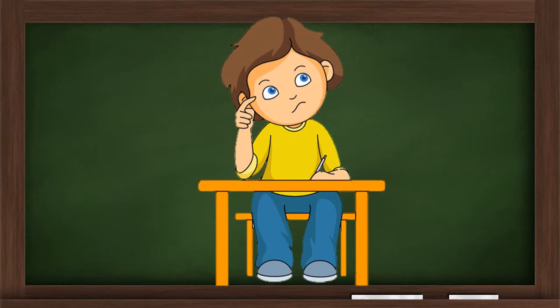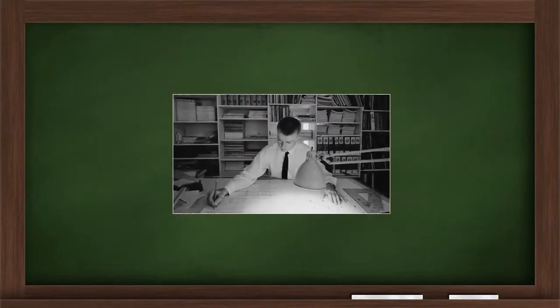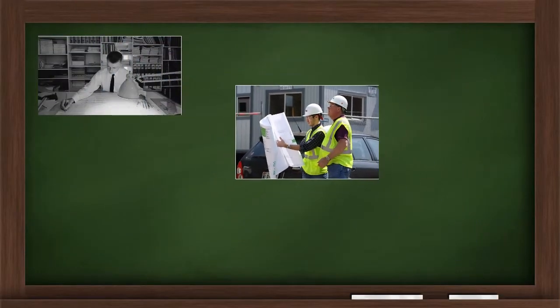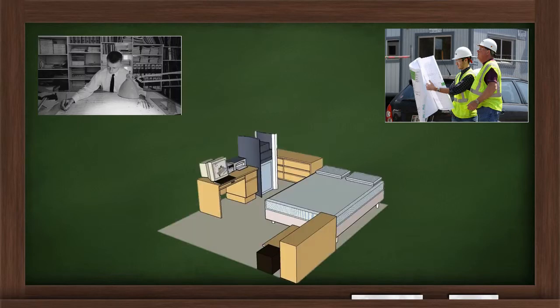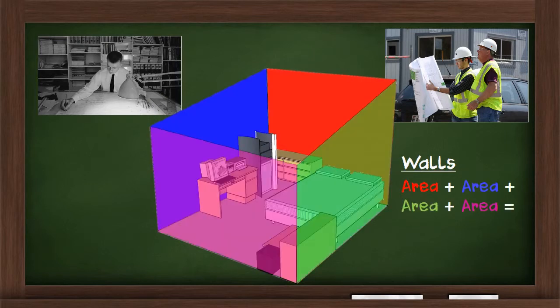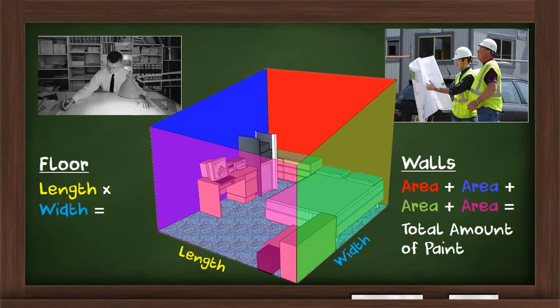Surface areas, along with other geometric values, are extremely useful for many jobs like engineers, construction workers, or architects. Let's say you're an architect and you want to design a really cool room in one of your buildings. You'll need to figure out how much paint you need to cover the walls and how much carpet you need to cover the floors. Here's your room. You'll need to find the areas of all the walls for your paint and the area of the floor for your carpet. This uses the exact same methods of calculating surface area that we're learning today.